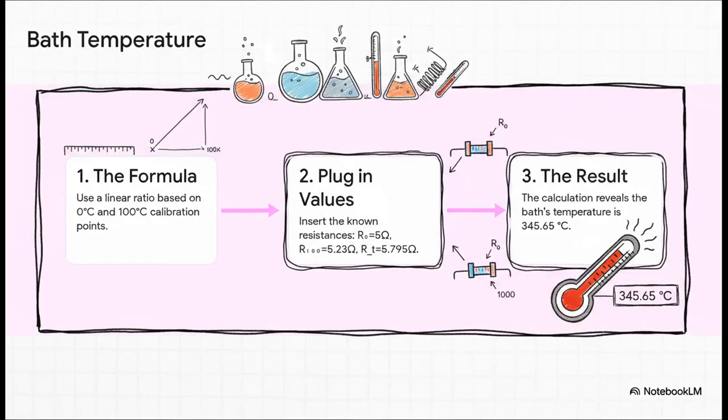Well, since platinum's resistance changes so nicely and linearly with temperature, we can just use a simple ratio. This formula is basically asking, on the scale from freezing to boiling, where does our new measurement fall? We plug in our resistance in the hot bath, the resistance at freezing, and the resistance at boiling. We do the math, and we get our answer, 345.65 degrees Celsius. It's an incredibly clever and precise way to measure temperature just by measuring resistance.